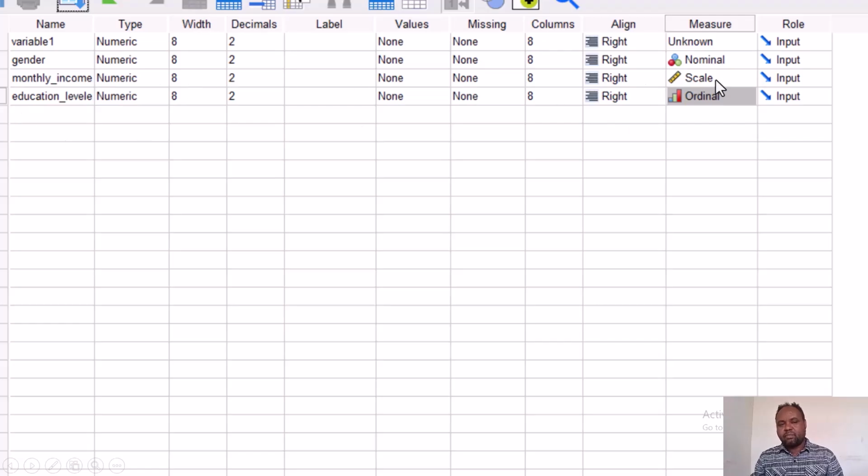This monthly income is a scale, right? Monthly income such as 2,000, 3,000, 4,000, 1,000. This is quantitative, right? And it can be classified as a scale measure of scale. Statistical software, which is SPSS, considers both interval and ratio as one, which is named scale, provided that the difference is not taken into consideration. While the education level is a variable which is classified as ordinal.